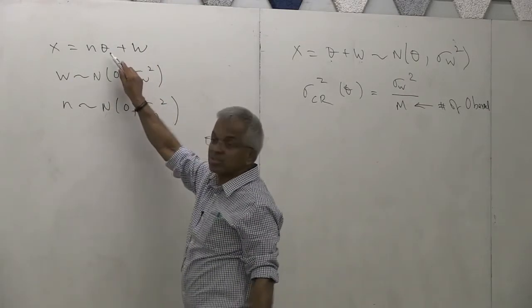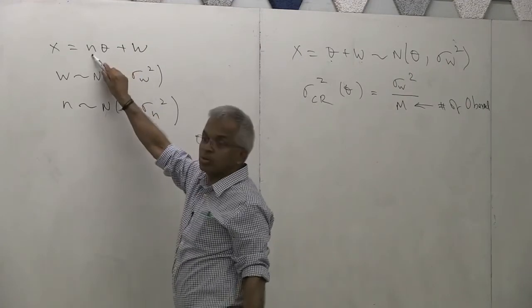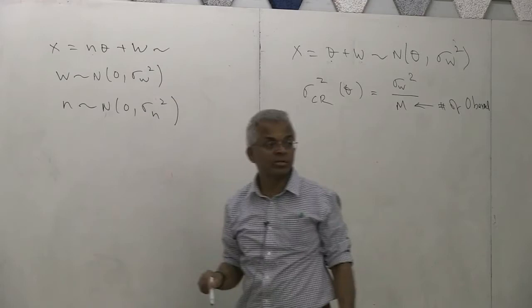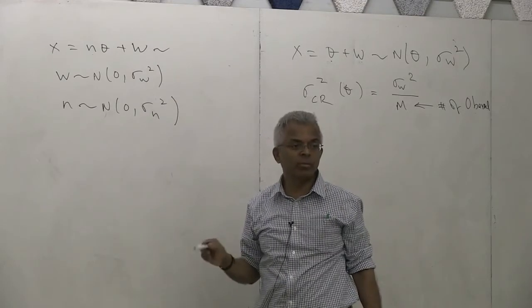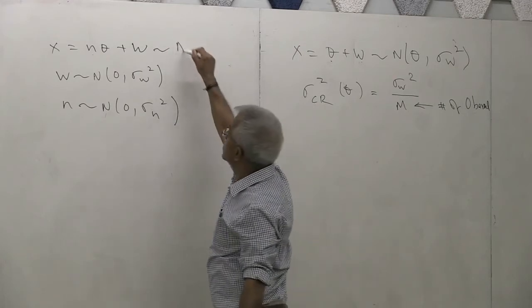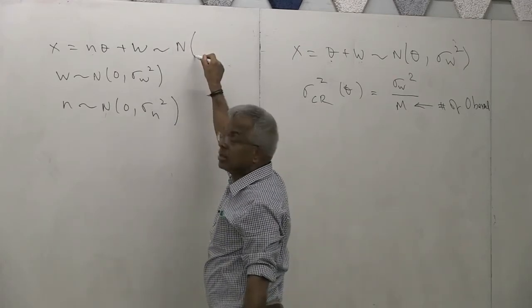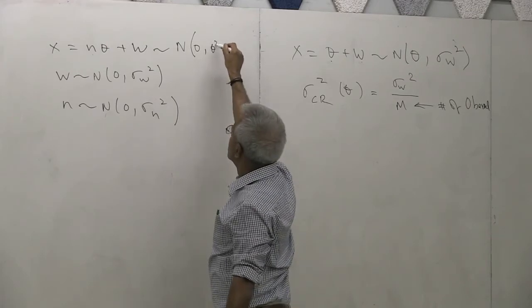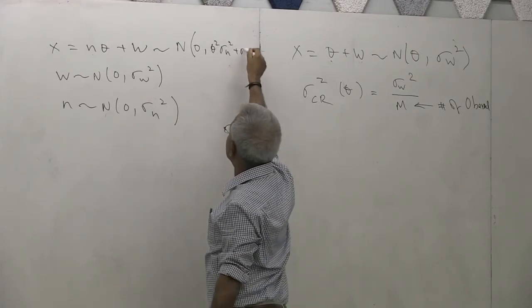Look here, this is unknown. This is Gaussian. So what is x? Anybody, what is the distribution of x? Gaussian. X, n and w are independent. So at least it is Gaussian with 0 mean and variance sigma theta squared, sigma n squared plus sigma w squared.